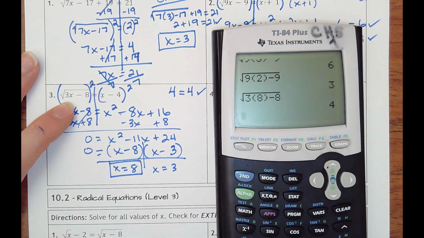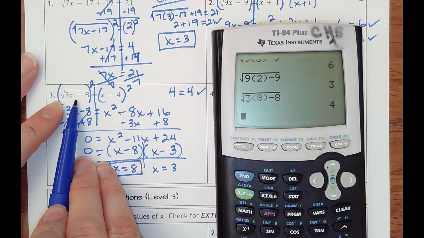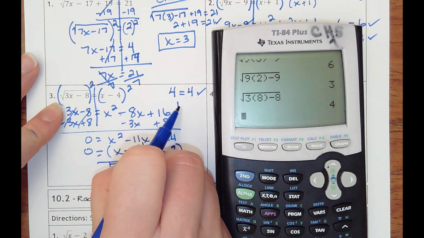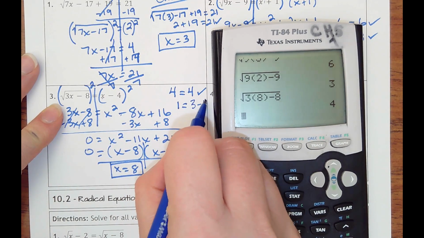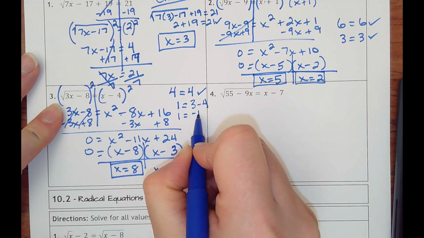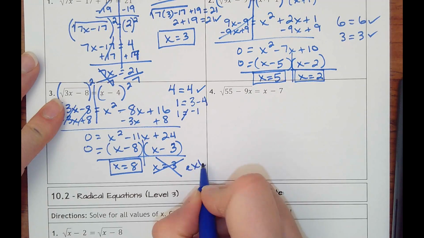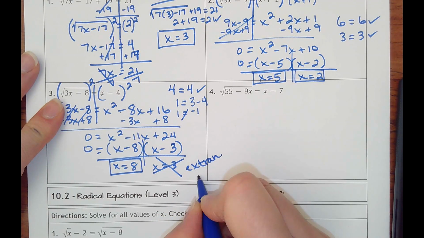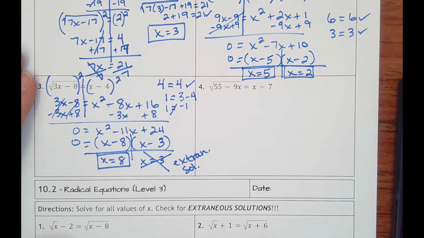Plug in 3. And again, I can almost do this faster. 3 times 3 is 9. 9 minus 8 is 1. Square root of 1 is 1. 3 minus 4. Be careful there. 3 minus 4 is not 1. It's actually negative 1. So that is not true. 1 does not equal negative 1, so that's called an extraneous solution. So you would only put 8 into Delta Math as your answer.